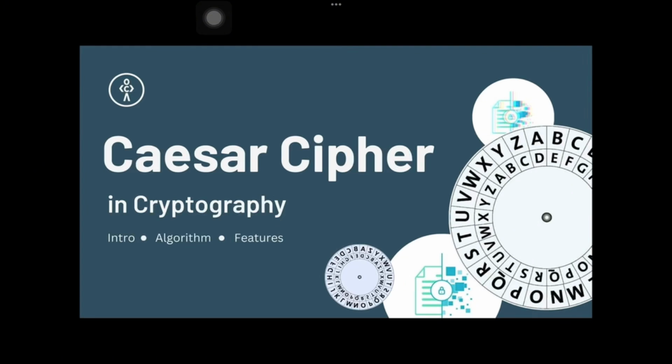The Caesar cipher works by shifting letters in the alphabet. For example, if we use a shift of 3, the letters A, B, and C become D, E, and F respectively. This way, a simple message turns into something unreadable unless you know the secret shift number.